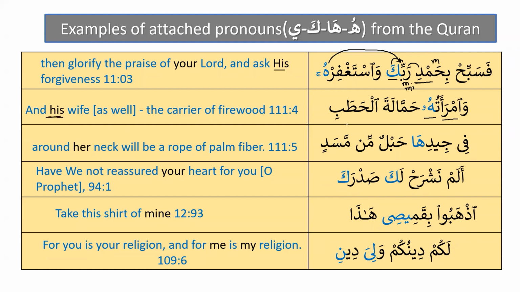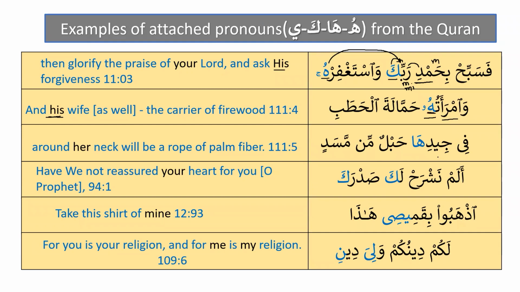Wamra'atuhu hammalat al-hatab. Now we can see over here who it refers to. As we know, the attached pronoun cannot be used by itself. They can be used for referring to something or someone that has been discussed earlier. So here we have ka, which refers to Allah subhanahu wa ta'ala. Similarly, we have hu, which refers to Allah subhanahu wa ta'ala. And here we have wamra'atuhu, which refers to the wife of Abu Lahab.